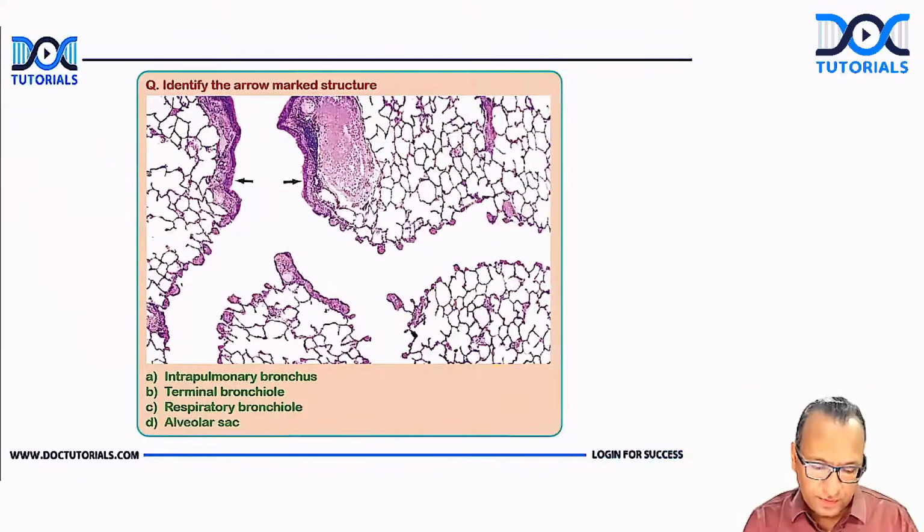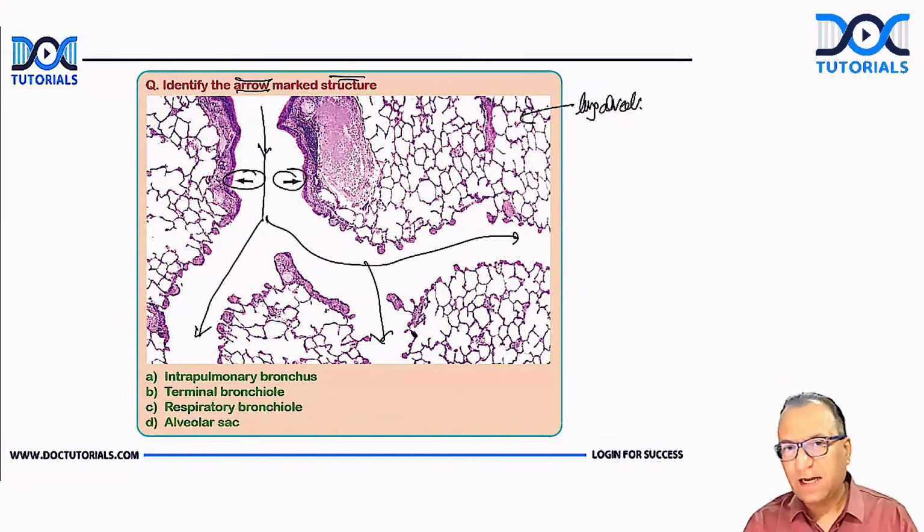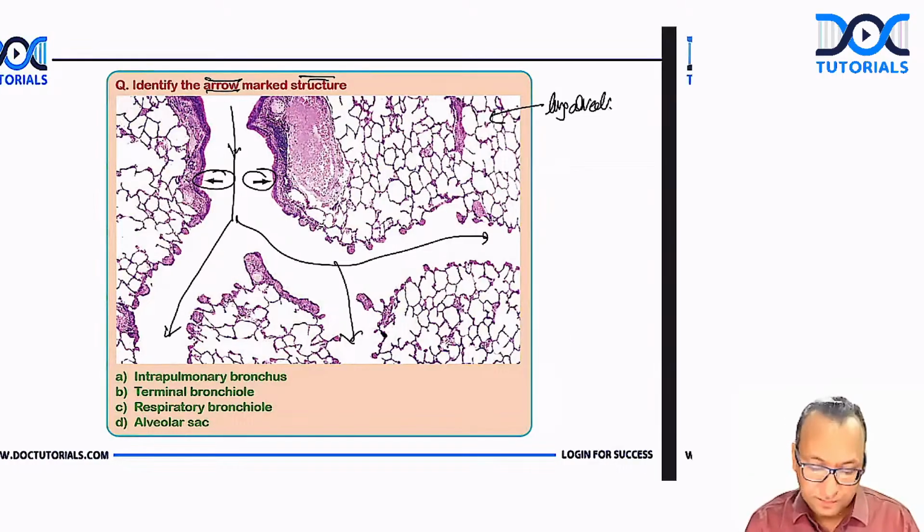Now, as you're moving further, identify the arrow marked structure. Immediately you'll see lung alveoli. So these are the lung alveoli, you can see, but then the arrow mark is here. And if that is the arrow mark, you are looking at some channel where the air was passing and air will be passing further like this. So what exactly is this? You should have some basics here. Again, a highly repeated topic.